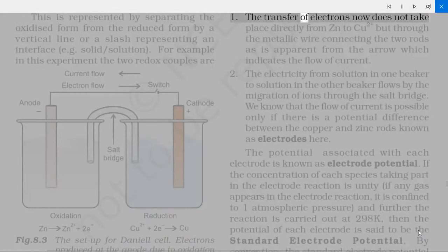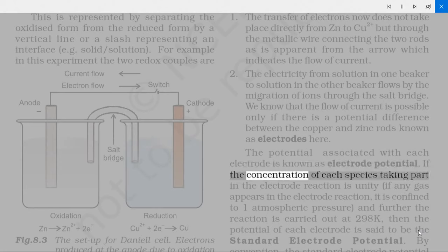1. The transfer of electrons now does not take place directly from Zn to Cu2+, but through the metallic wire connecting the two rods as is apparent from the arrow which indicates the flow of current. 2. The electricity from solution in one beaker to solution in the other beaker flows by the migration of ions through the salt bridge. We know that the flow of current is possible only if there is a potential difference between the copper and zinc rods known as electrodes here. The potential associated with each electrode is known as electrode potential.